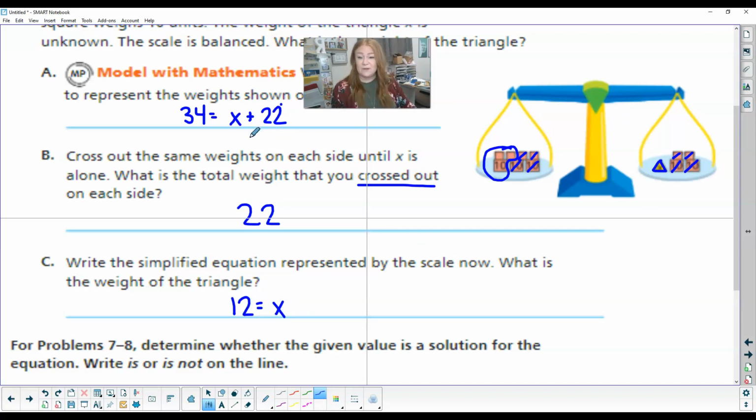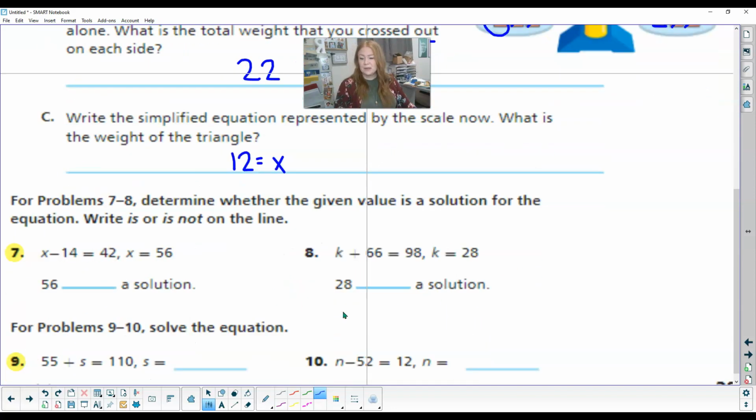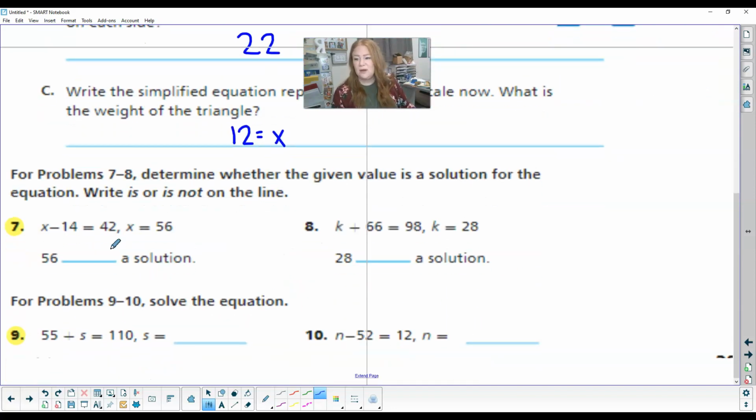Which if we just solved the problem, I would get rid of 22 here. I'd get rid of 22 here. 12 equals x. So whether we're balancing it physically and taking them away or taking it away mathematically, we get the same answer. Hey, I'm going to do 2 more with you, and actually might be 7 if you follow along, or you can choose your own 7.